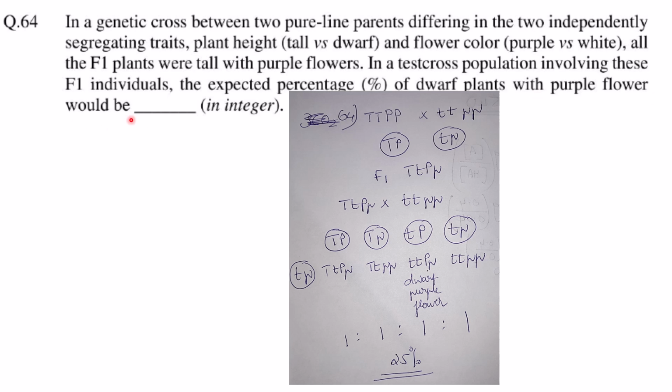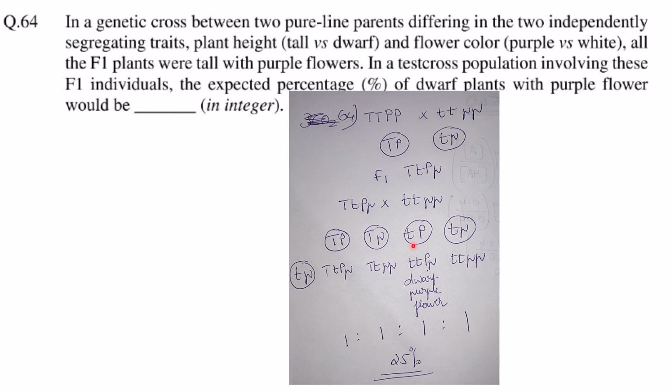In a test cross population involving these F1 individuals, the expected percentage of dwarf plants with the purple flower would be. So you know, test cross usually gives the 1:1:1:1 ratio, and all will be phenotypically and genotypically different. So for dwarf plant with purple flower, you will get 1/4, that is 25%.